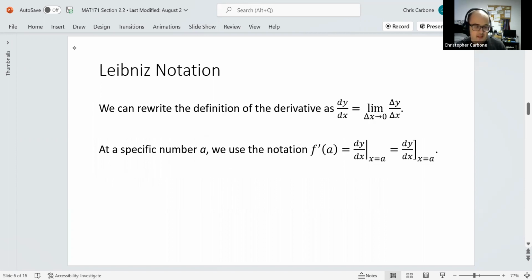Likewise, we have this Leibniz notation. This is where we could rewrite the definition of the derivative as dy over dx as the limit as delta x approaches 0 of delta y divided by delta x. And at a specific number a, we can use the notation f prime of a is equal to dy over dx, where x is equal to a. And that is equal to dy over dx, again, with regards to that value of x is equal to a.